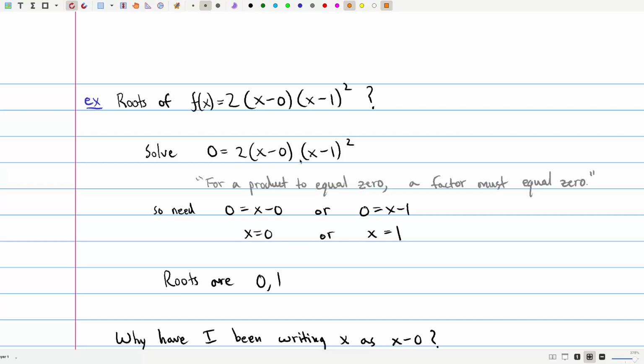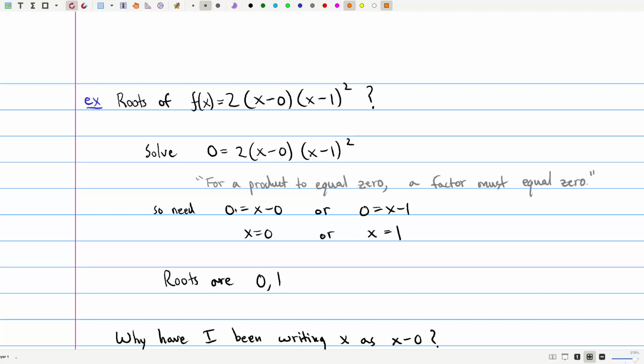Remember, if you have a product of factors that equals 0, then to solve it, you just need to know when any one of the factors is 0. So 2 is never 0, and then the other factors are x minus 0 and x minus 1 twice if you want. A motto maybe is, for a product to equal 0, a factor must equal 0. So we need either x minus 0 equaling 0 or x minus 1 equaling 0. In the first case, we can solve that x is 0, and in the second case, we can solve that x equals 1. And so the roots are 0 and 1.